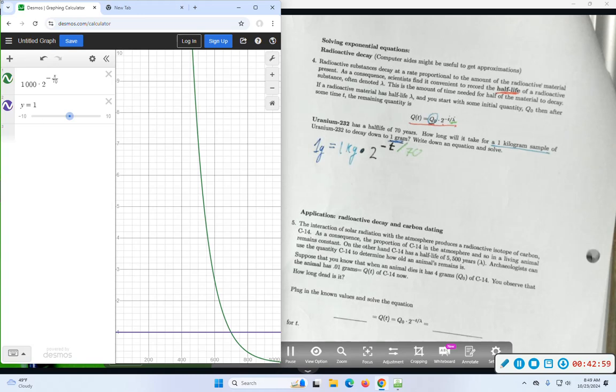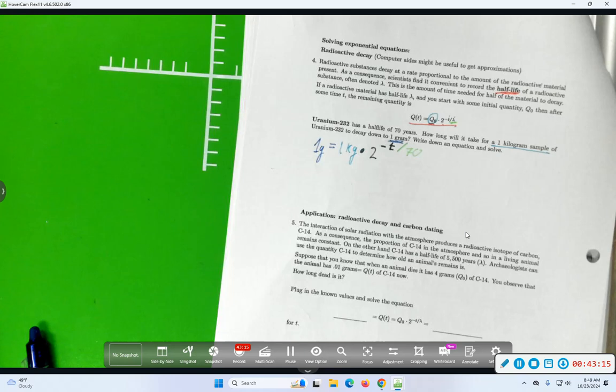And in order to check, that 1,000 comes from the fact that 1 kilogram is 1,000 grams. Yeah, looks like about 697 years. 698, I guess, is how it should be rounded, because that 0.6 will make it round up. Let's talk through solving this.